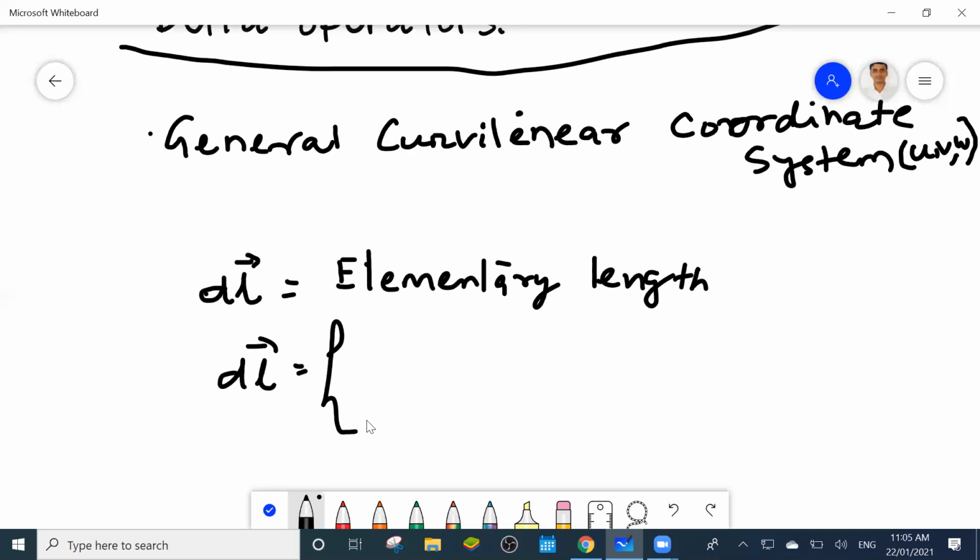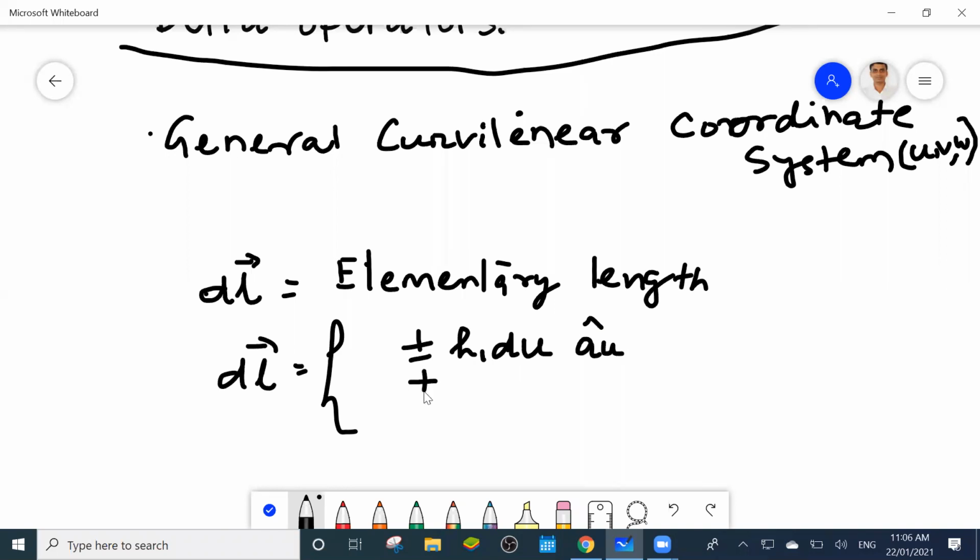Del L equal to, it has three components, because this is a three-dimensional analysis we will do. Suppose I am writing plus minus H1. This is constant value. For Cartesian coordinate system, that value is 1. And du, this is the small length, fractional length along x direction. Then this is au cap. This is a unit vector. This is one component.